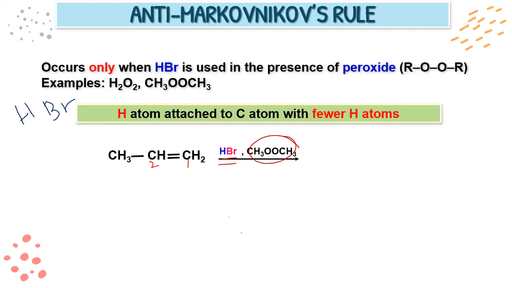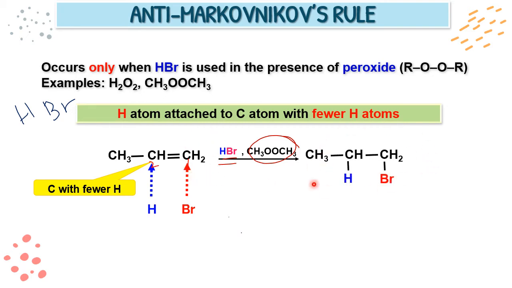Okay, so what will happen is the other way around will occur. So the hydrogen over here, instead of going to carbon number 1, will go to the carbon with fewer hydrogens, which is carbon number 2. So hydrogen will be bonded here, and automatically our bromine will be bonded at carbon number 1 with more hydrogens. So this will be your product.